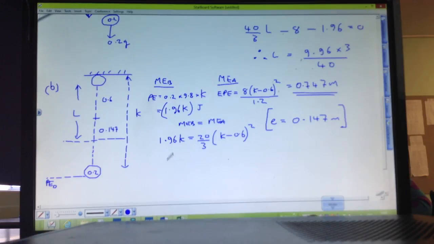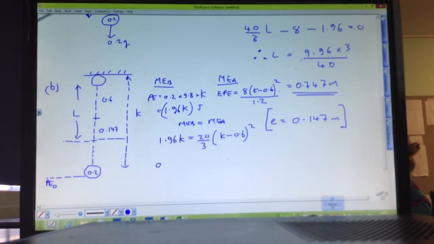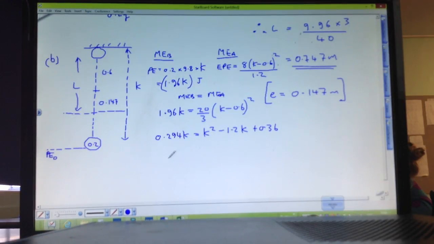Times through by 3 and divide by 20, so that allows me just to expand that then. So 1.96 times by 3, divide the answer by 20, and we get an answer of 0.294. 0.294k is equal to, expand this now, is just k squared. That times that doubled is minus 1.2k, and that squared is positive 0.36. Get everything onto the right hand side, form a quadratic. K squared, bring that over to give you minus 1.494, is it? K, and I've got plus 0.36.